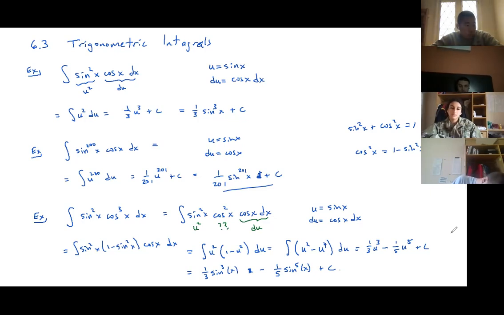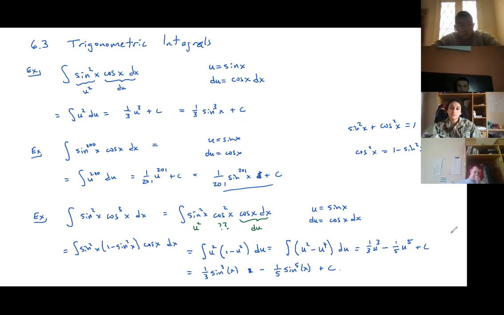One pattern that I recognize is that I have sines and cosines raised to powers. That's the first step. The second step that makes this tick is that I have at least one of these two powers being an odd power.